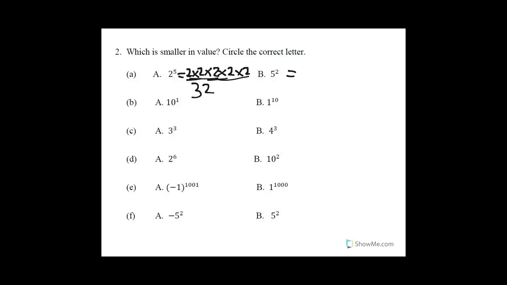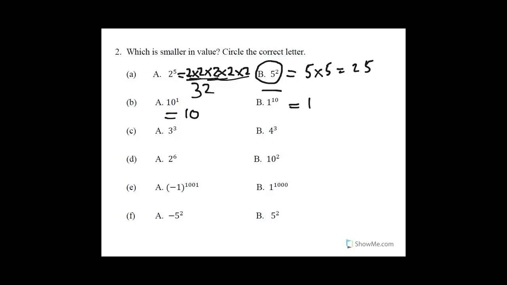And this one, 5 squared, you should know is 5 times 5, which is 25, which is smaller. B, the 5 squared. 10 to the power of 1 is just 10, and 1 to the power of 10 is 1. 1 times itself 10 times makes no difference, the answer is still 1.